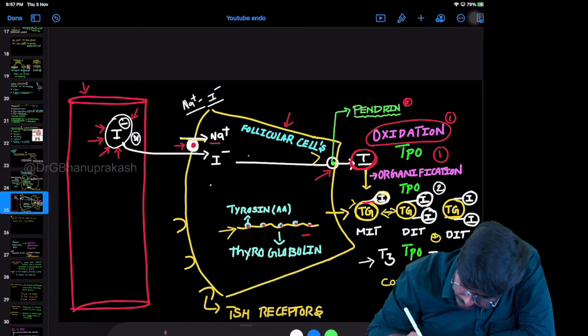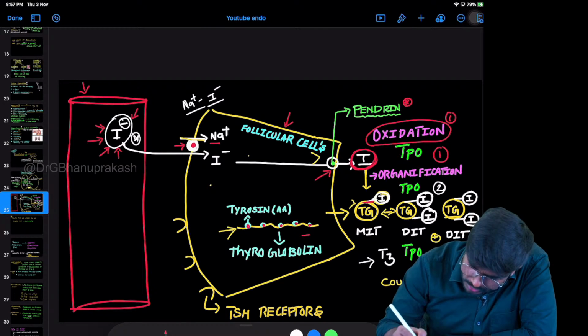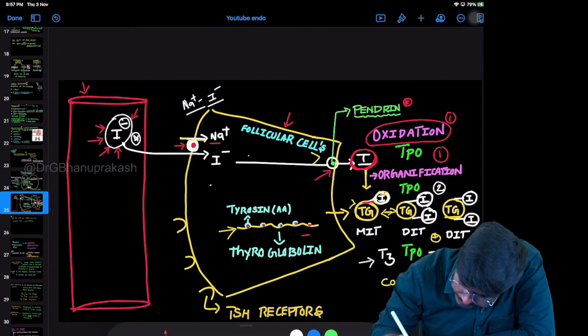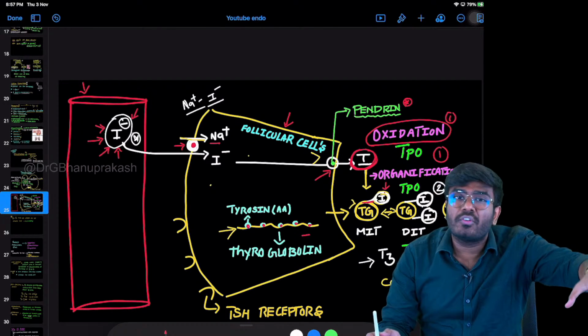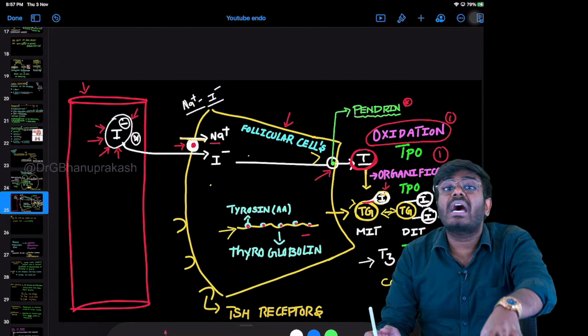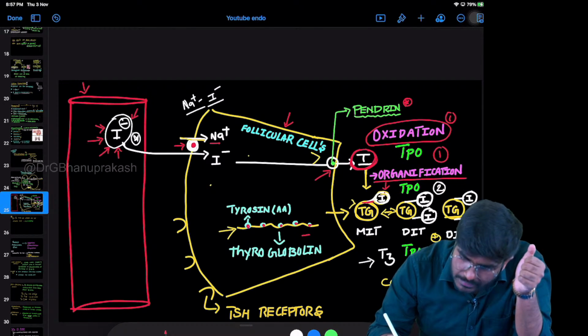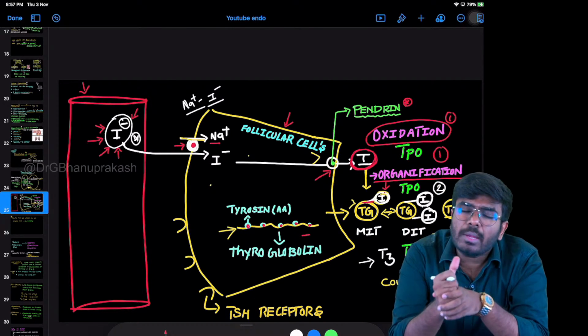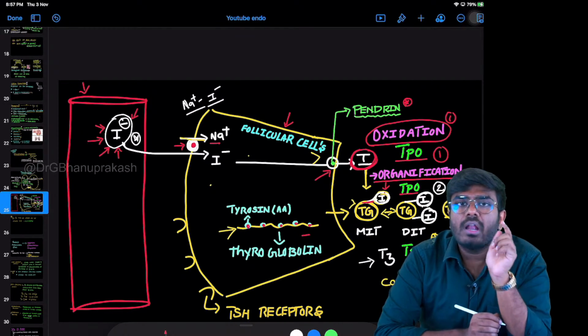See, this thyroglobulin protein also came into the colloid. Now, these iodide ions are being incorporated onto the thyroglobulin. So, iodine is getting organified. We are keeping it onto the thyroglobulin. This process is called organification. Now, which enzyme does this organification? Again the same, thyroid peroxidase.